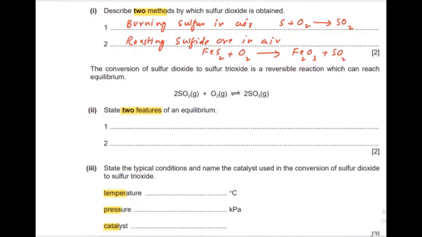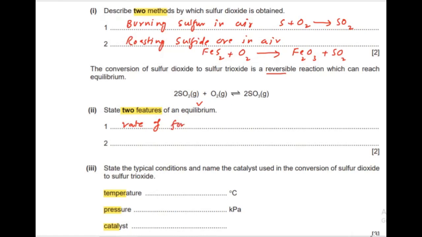Now, this is regarding the reversible reaction. As you can see, the reversible reaction is there. So state two features of an equilibrium. A reversible reaction is a reaction in which there is two-way traffic. The reactants react to form products, and products can reform the reactants. And at equilibrium, the rate of forward reaction exactly equals the rate of reverse reaction.